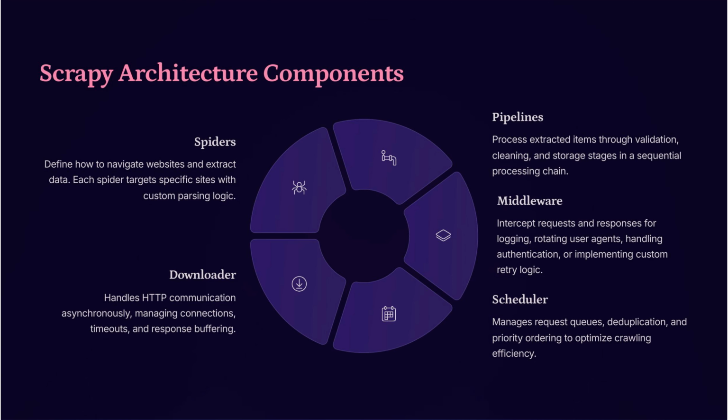Scrapy's architecture comprises several key components. Spiders define navigation and data extraction logic for specific sites. Pipelines process extracted data through validation and storage. Middleware intercepts requests for logging and authentication. The scheduler manages request queues and priorities, while the downloader handles asynchronous HTTP communication, ensuring efficient and robust web scraping operations.